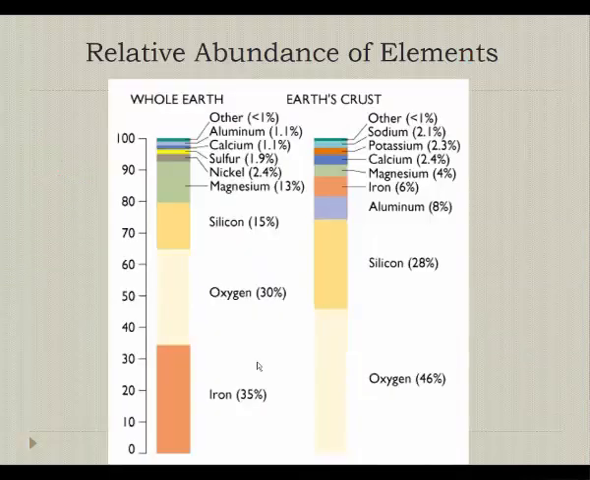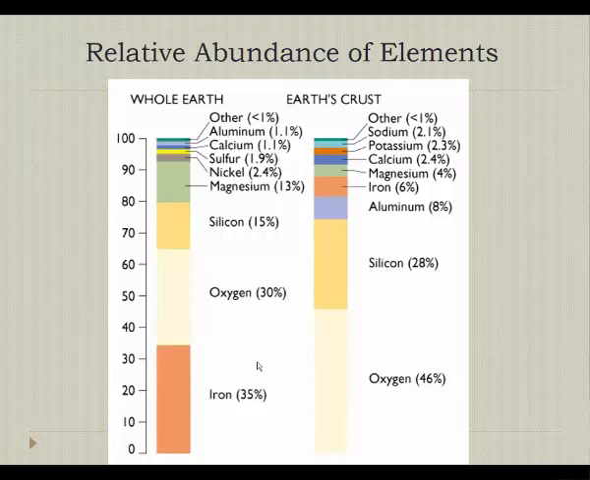So the result is that the surface of the Earth is made up of different stuff than the core of the Earth, or the inside of the Earth. And there's different elements that make up bigger and smaller parts of the Earth. So if we look at the Earth as a whole, iron is actually the biggest component of our Earth system. It makes up almost 35% of the Earth.